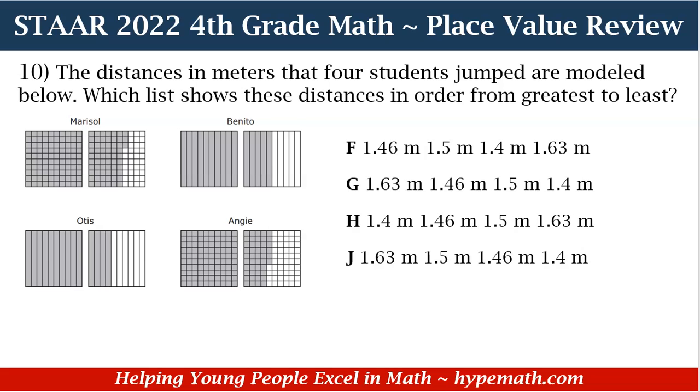So number 10. The distances in meters that 4 students jumped are modeled below. Which list shows these distances in order from greatest to least?